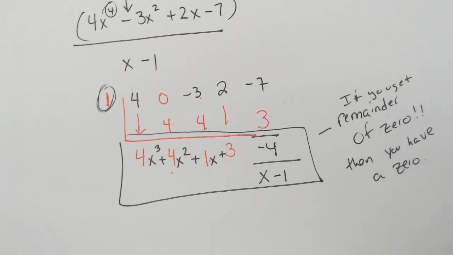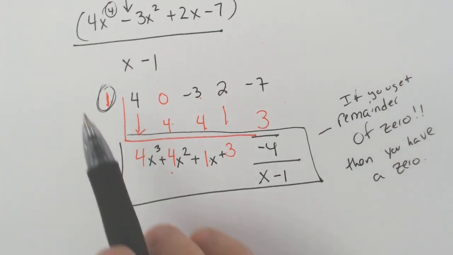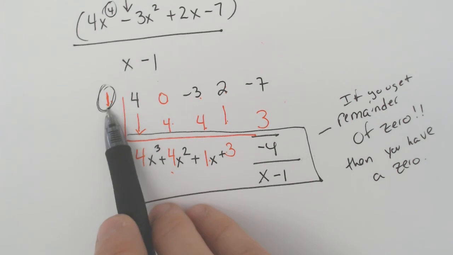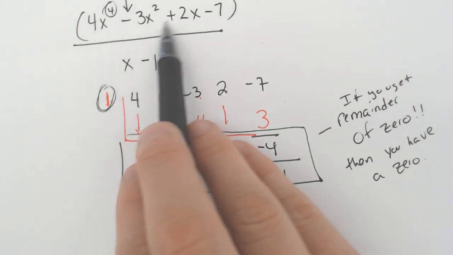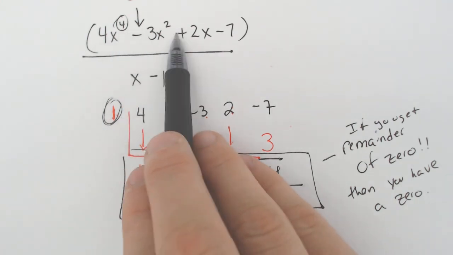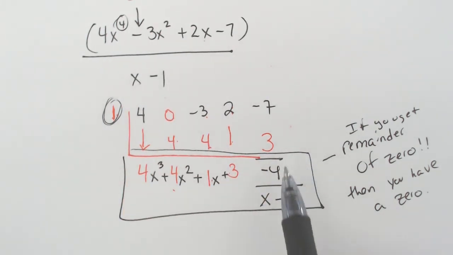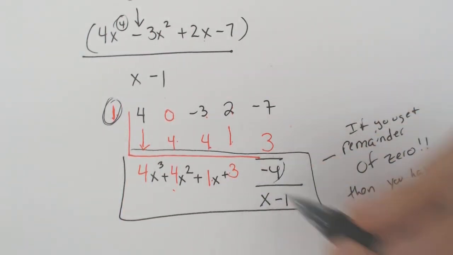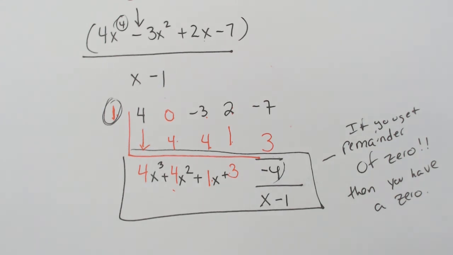It also tells you a very interesting fact as well, which will be another video. But if you were to plug in the number 1 for all of these x's, for this x to the fourth and that x squared and that x, you would get a negative 4. Synthetic division tells you what you would produce when you plug a number in, which is a very helpful hint and tool that you can utilize as well.